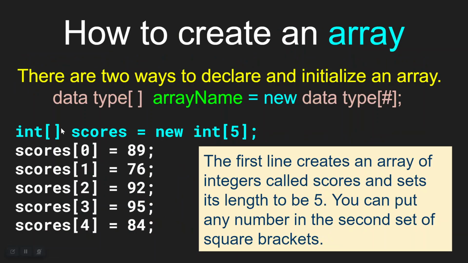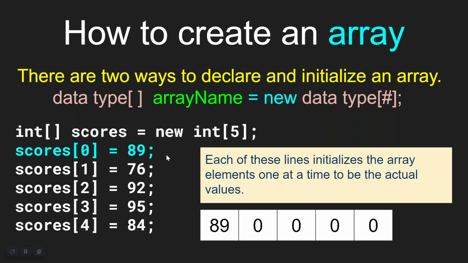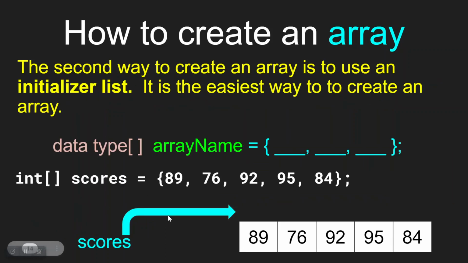And then let's see, just again, quick reviewing of our syntax here. This line right here is going to create an array of integers called scores, sets the length to be 5. And again, you can put any number you want in this square bracket. And then Java automatically fills them with the default value for that data type. But then each one of these lines of code would go through and would assign scores at all of the different index values to be these particular values. So each line of code would replace those zeros with whatever value we're sending in.